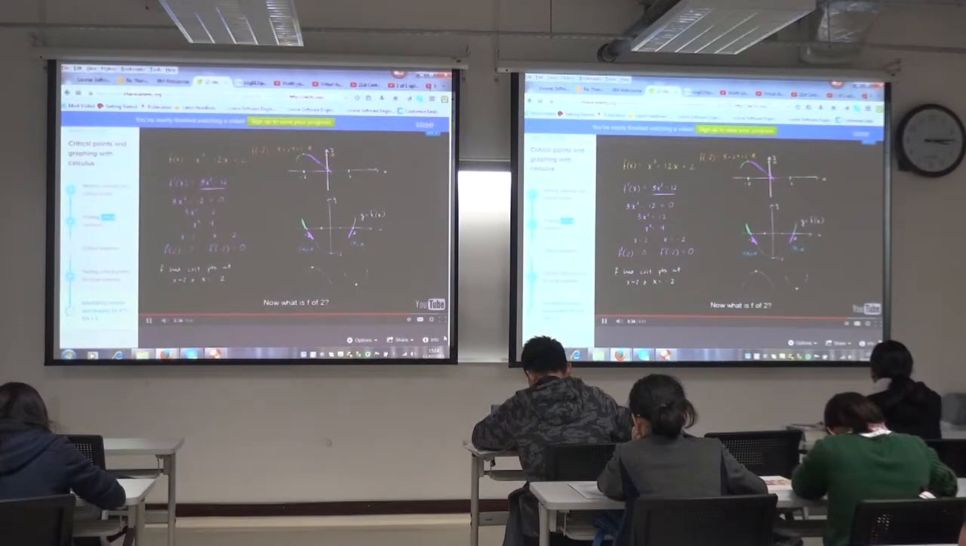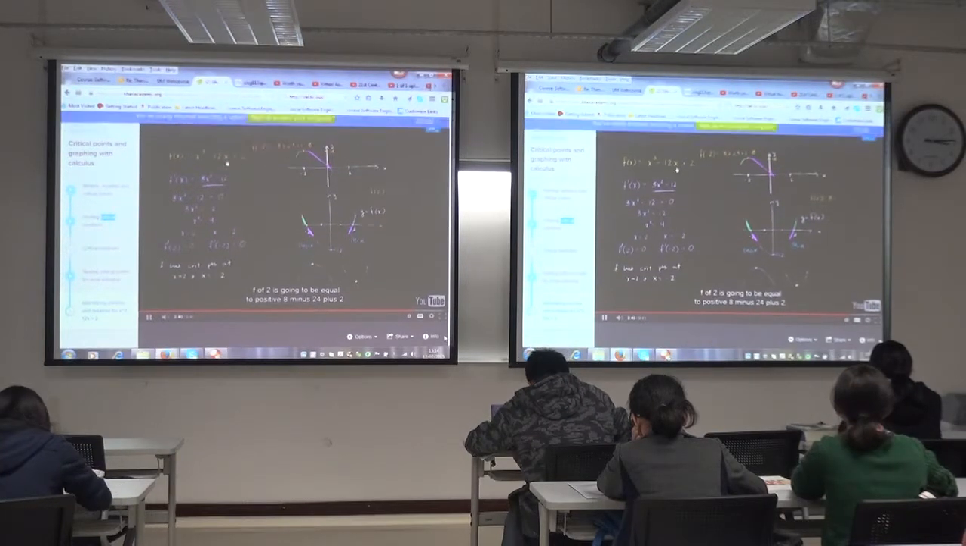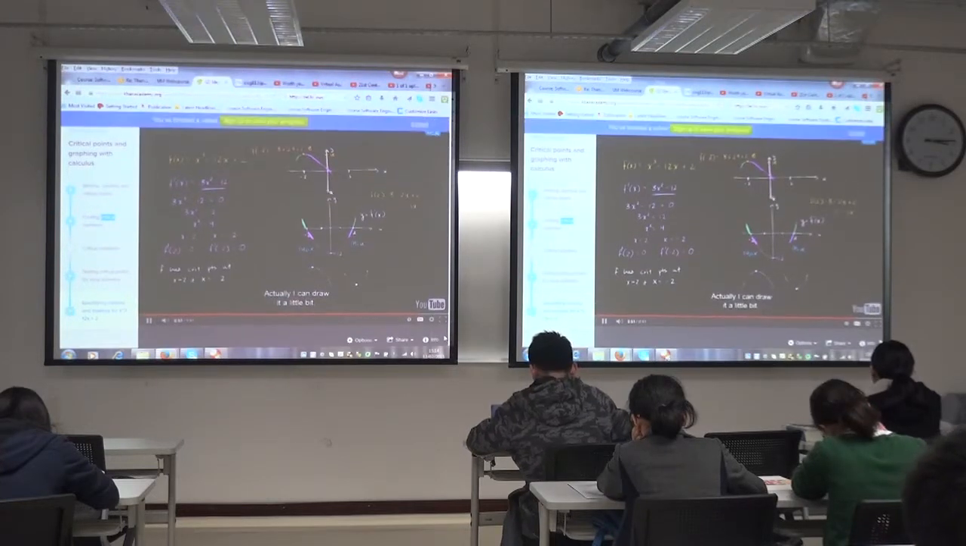Now, what is f of 2? f of 2 is going to be equal to positive 8 minus 24 plus 2. So this is 10 minus 24, which is equal to negative 14. So let's say this is the point negative 14 right over here. Let's say this is negative 14. So this is f of 2 right over there.